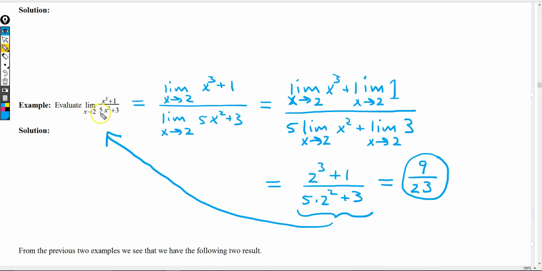And that is that whenever you have a rational function, which is the quotient of two polynomials, you can just plug the c value in for the x and get your answer right away. So you can just skip all this stuff. But the reason you can skip all this stuff is because of all the theorems that we had earlier. Okay, now here are those results.